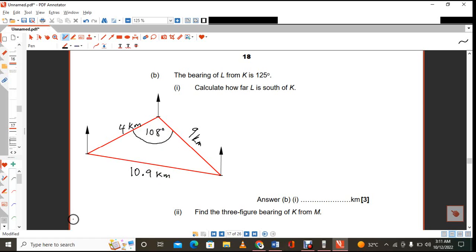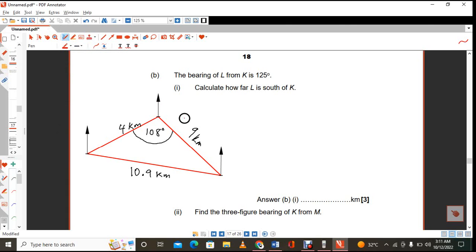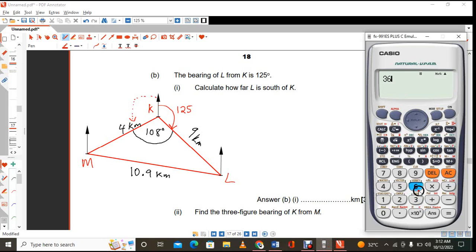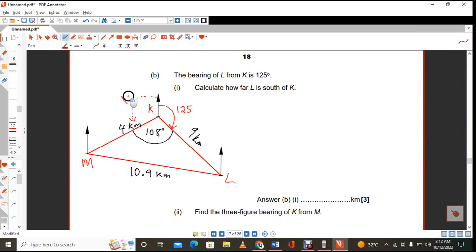What else are we told? That part of the question says the bearing of, so let me bring in a different color. So this is my L, this is M, and this is K. This here is 125 degrees. So ultimately, we can also calculate this angle on that side. The whole thing take away from 360. So that's 360 minus 108 minus 125. That gives you 127. So this one here is 127.